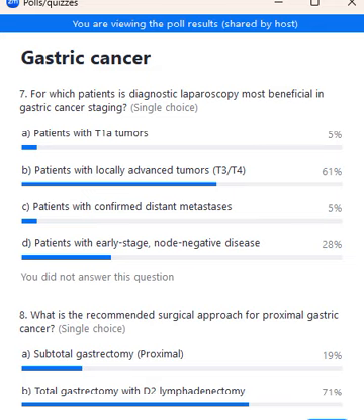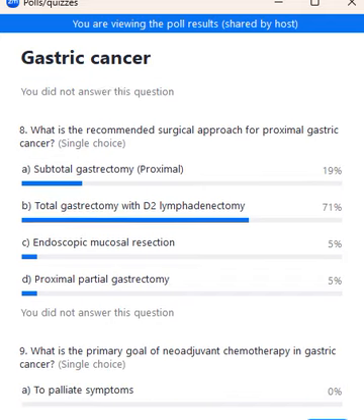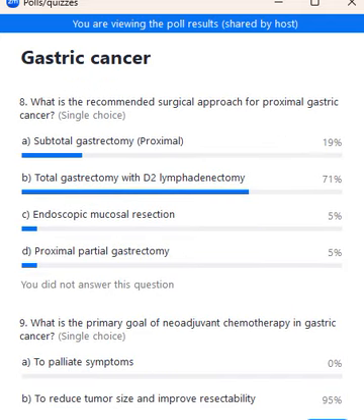Question number 8. What is the recommended surgical approach for proximal gastric cancer? Option A was subtotal gastrectomy, proximal. Option B, total gastrectomy with D2 lymphadenectomy. Option C, endoscopic mucosal resection. Option D, proximal partial gastrectomy. Here the correct answer is option B, total gastrectomy with D2 lymphadenectomy. This is the standard for proximal tumor to achieve a complete resection and adequate lymph node removal. 71% of students have given the correct answer.